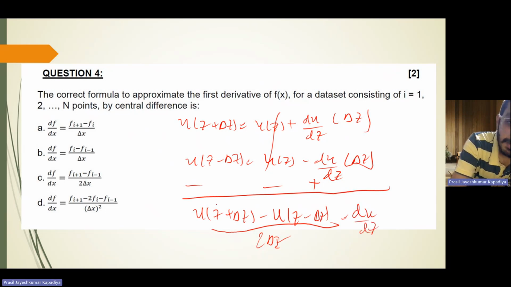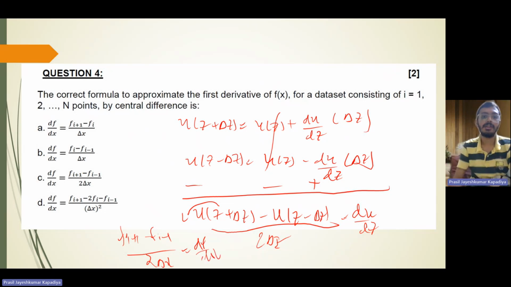So let's say z plus delta z is the next step, so it is f of i plus 1 minus f of i minus 1 divided by 2 times delta x is equal to df by dx. So our correct answer is B. Sorry, our correct answer is C: df by dx is equal to f of i plus 1 minus f of i minus 1 divided by 2 times delta x.